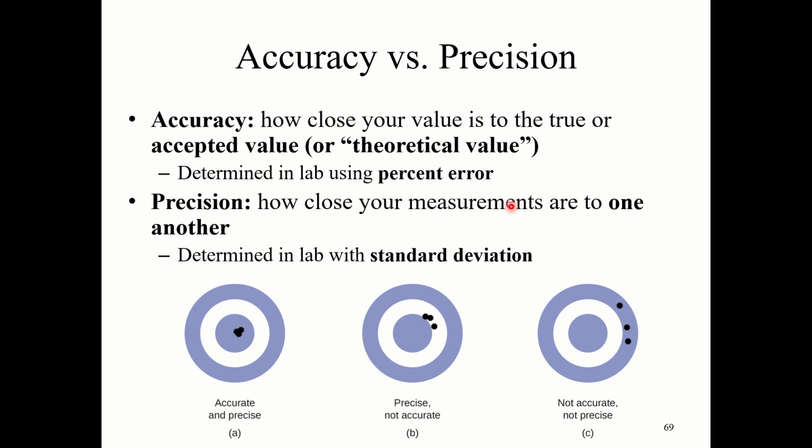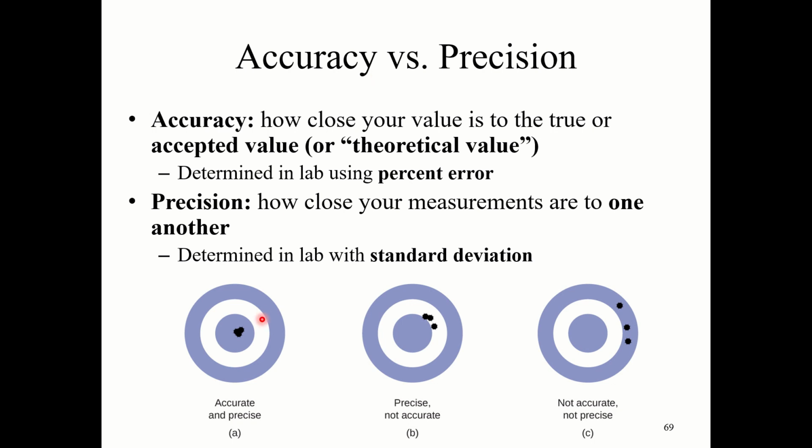All right, let's wrap up by talking about accuracy and precision. So accuracy is how close your value is to the true or accepted value, or the theoretical value. We will determine this in lab using percent error. Precision is how close your measurements are to one another. This is determined in lab with standard deviation.